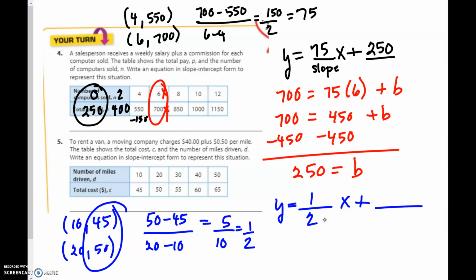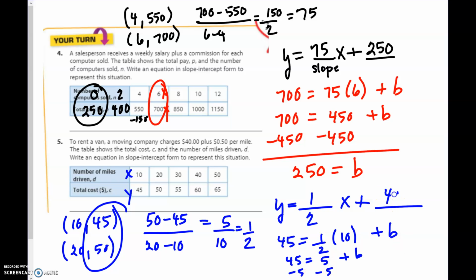Okay, now there's 2 ways we can go about finding this. So I can say this is x, this is y. So in place of y, I can substitute 45. In place of x, I can substitute 10. And I'm going to solve for b. So I have 45 equals, and 1/2 of 10 is 5. Now to solve this, I'm going to subtract 5 from both sides, and 45 minus 5 is 40. So I can fill this in and find my y-intercept is 40.